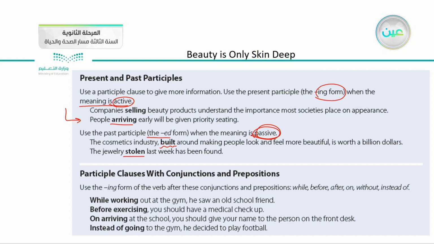Participle clauses with conjunctions and prepositions. The conjunctions and prepositions are words that help us link or connect words together so they make more sense. We use the -ing form of the verb after conjunctions and prepositions like while, before, after, on, without, or instead of. For example: while working out at the gym, he saw an old school friend. Number 2, before exercising. Number 3, on arriving. Number 4, instead of going.